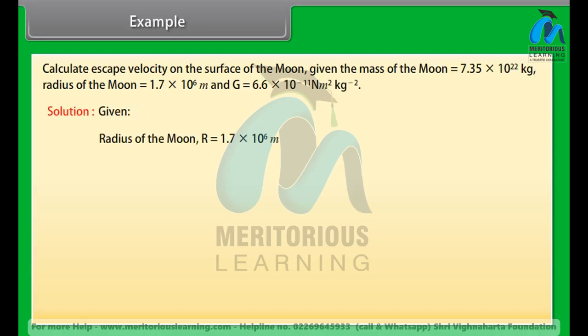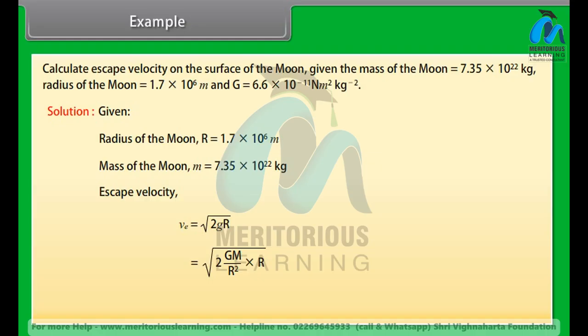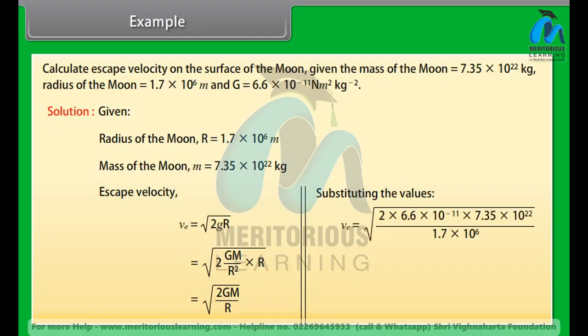Given radius of the Moon R is equal to 1.7 into 10 to the power 6 meter. Mass of the Moon M is equal to 7.35 into 10 to the power 22 kilogram. Escape velocity is equal to under root 2gR. By putting the value of g, we get escape velocity is equal to under root 2GM upon R. By substituting the values, we get escape velocity is equal to 2.4 into 10 to the power 3 meter per second.